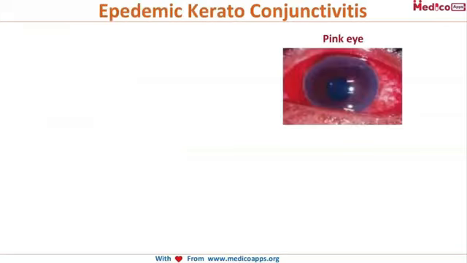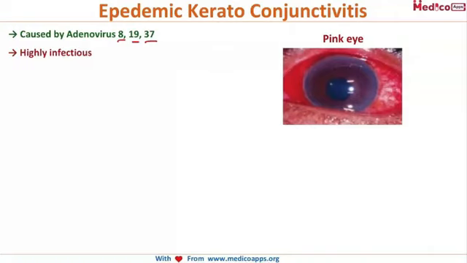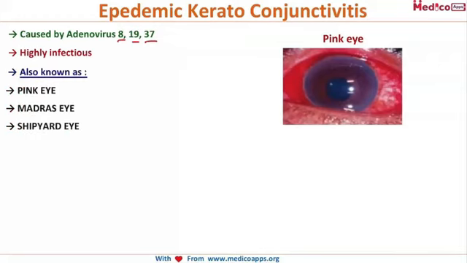Now, let's look at epidemic keratoconjunctivitis. It is caused by adenovirus numbers 8, 19 and 37 and it is highly infectious. That is, it spreads very easily, and it has 3 synonyms. Your question can have any of these 3 words. So, epidemic keratoconjunctivitis, that is EKC, is also known as pink eye, Madras eye or the shipyard eye, caused by adenovirus 8, 19 and 37.